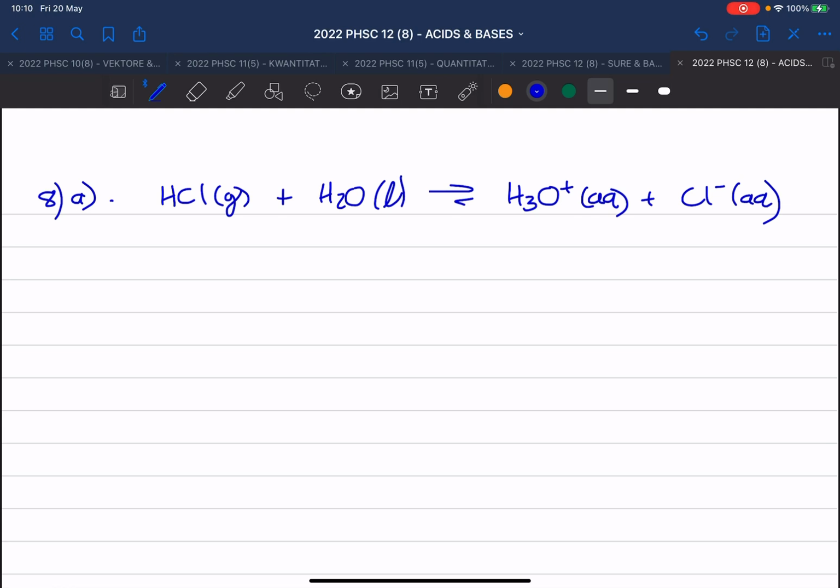Then, Mouse, is hydrochloric acid a mono or diprotic acid, and why do you say that? Yes, this is a mono. Why is it mono? Yes, it has one hydrogen. It donates 1 hydrogen.